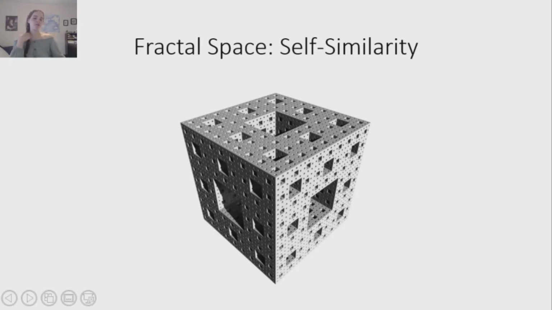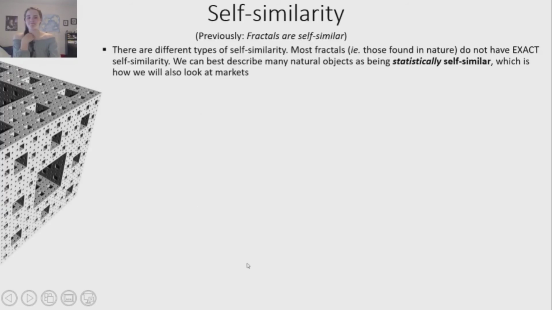So now we'll talk about self-similarity and the different kinds of self-similarity. This image is called the Sierpinski cube. It's like the Sierpinski triangle, but in 3 dimensions, and it's a cube. Previously we said that fractals are self-similar, and all fractals have some kind of self-similarity. There are different types of self-similarity. Most fractals, i.e. those found in nature, don't have exact self-similarity. We can best describe many natural objects as being statistically self-similar, which is how we'll also look at markets.